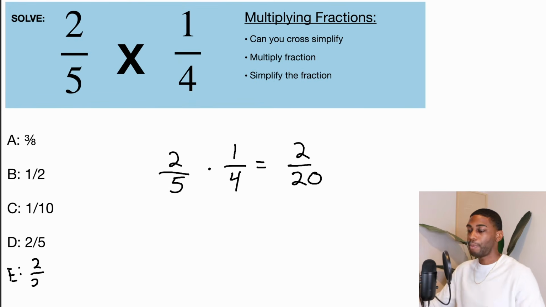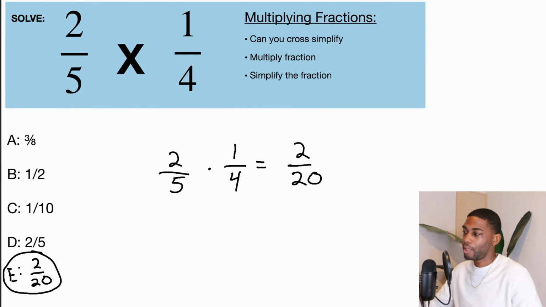A lot of people not paying attention will say, okay, yeah, we just multiplied. E would be the correct answer, when in fact, it would not be the correct answer, all right? Because 2 over 20 is not in the simplest form. This can reduce. 2 actually goes into 20, right? So we know that 2 goes into 2 a total of 1 time, and we know that 2 goes into 20, or 20 divided by 2, a total of 10 times, right?